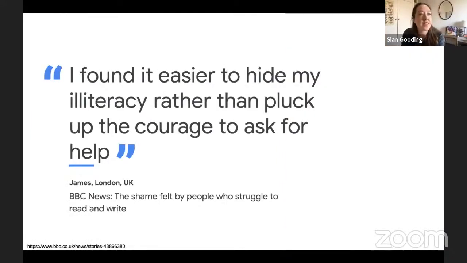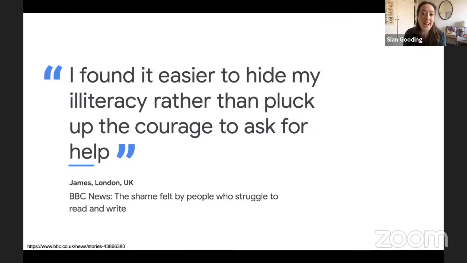And I think one of the things that makes this quite pernicious is that there's a real stigma attached to not being able to read. So a lot of people, especially adults, aren't going to admit that they can't read because there's a shame. And this is actually a quote from a BBC News article, which is all about the shame felt by people who struggle with reading and writing. It says, I found it easier to hide my illiteracy rather than pluck up the courage to ask for help. And this is really common.